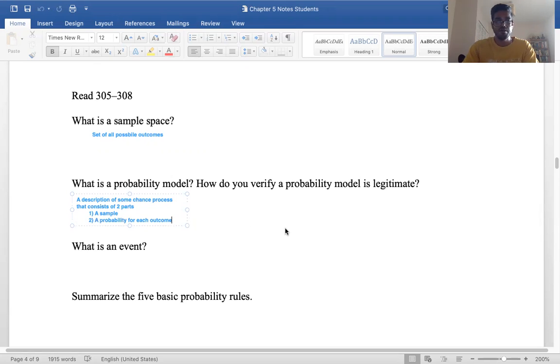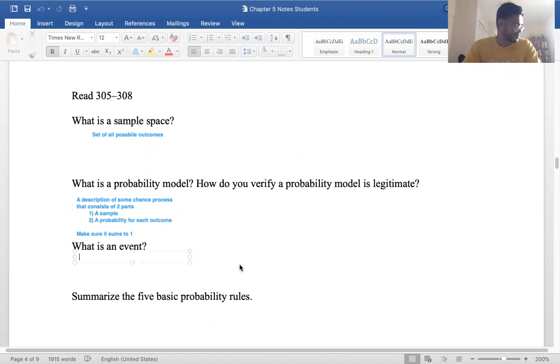How do you verify the probability model is legitimate? Make sure it sums to 1. That's going to be one of the questions they put on the AP test, probably a multiple choice question. They're going to give you a table, and you're going to notice that probably one of them doesn't add up to 1, and they're just seeing if you checked whether it's legitimate first. So make sure everything sums up to 1.